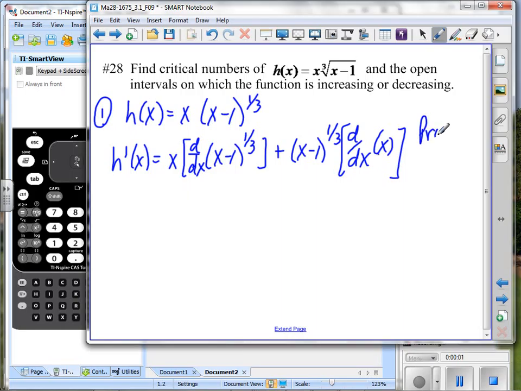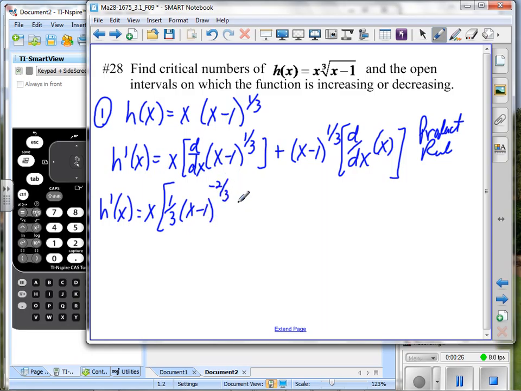Okay, just a little reminder, yes, this is the product rule. And then I think it was Aaron, you mentioned we needed to use the chain rule because inside this derivative we've got a composite function. So let's see, we've got x and then we've got something to the 1/3 power, so it's 1/3 that something to the negative 2/3 power. Then the derivative with respect to x of x minus 1.